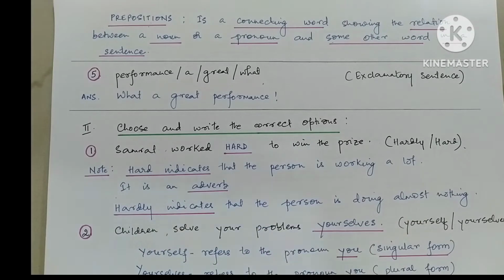Now in order to win something, we have to work hard, and that is what working hard indicates, that the person is working a lot to win the prize. But hardly indicates that the person is doing almost nothing. So the correct option is hard.